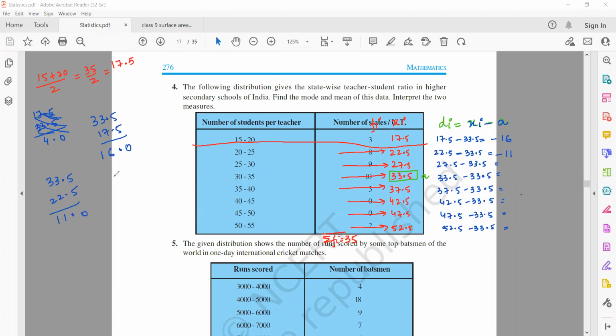Next, again, you have 33.5 minus 27.5. So 5 minus 5, 0. 13 minus 7 is 6. So I'm getting minus of 6. Next, 0. Next, 37.5 minus 33.5. So 37 minus 33 is 4. So you'll get 4, right? Now 42 minus 33 is how much?